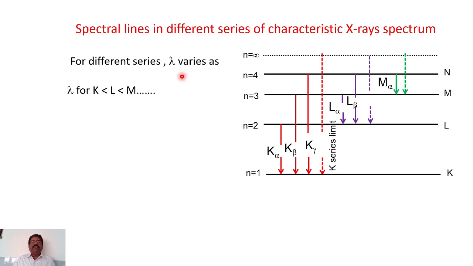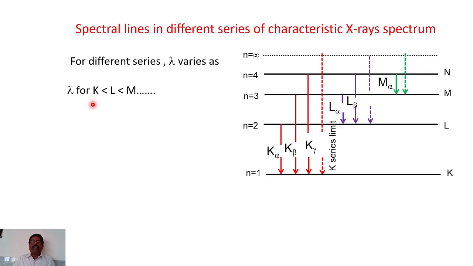So for different series, lambda varies, as you can see here, the K series, L series, and M series. The energy differences in K series are much larger, therefore lambda is much smaller. So lambda for K series is smaller as compared to lambda for L series. Lambda for K is smaller than L, which is smaller than M, and so on. So K series has the smallest wavelength, then L series the second smallest, M series the third smallest, and so on.